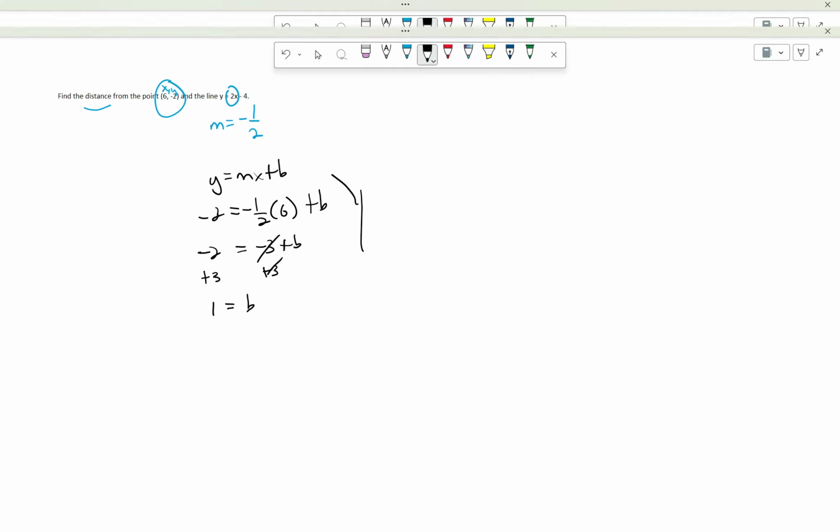All right, bring this guy down here. And in my new equation, y is equal to, I have my stolen and modified slope, negative 1/2, so x plus my 1 right here, okay? This is my new equation.